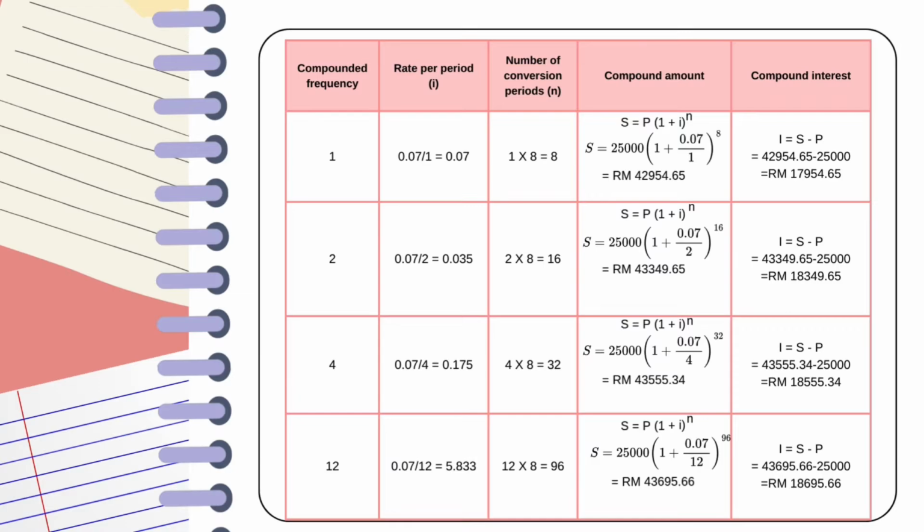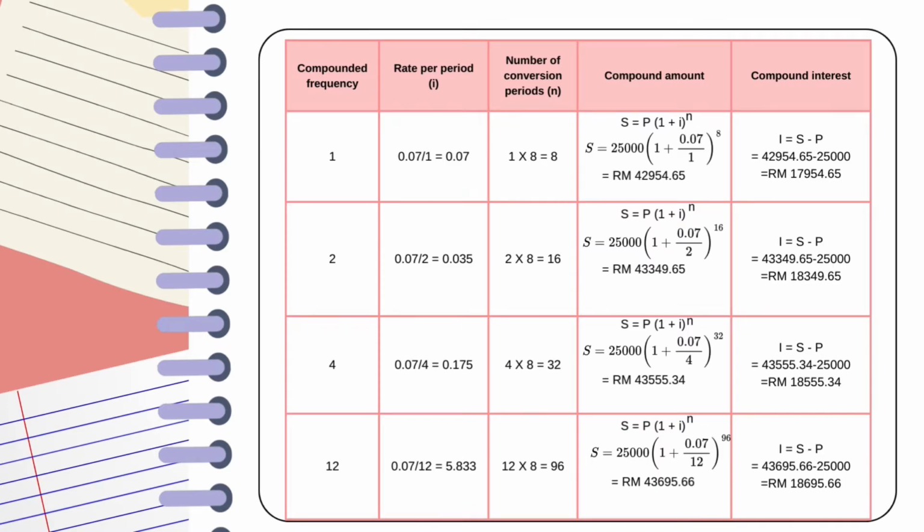For semi-annually, S equals 25,000(1 + 0.07/2)^16. The final answer is S equals 43,349 ringgit 65 cents. For quarterly, S equals 25,000(1 + 0.07/4)^32. The final answer is S equals 43,555 ringgit 34 cents. For monthly, S equals 25,000(1 + 0.07/12)^96. The final answer is 43,695 ringgit 66 cents.